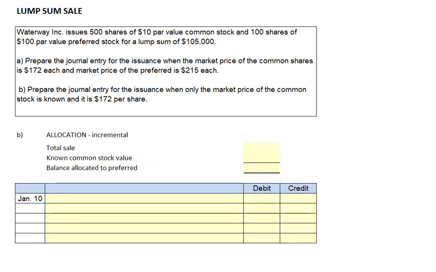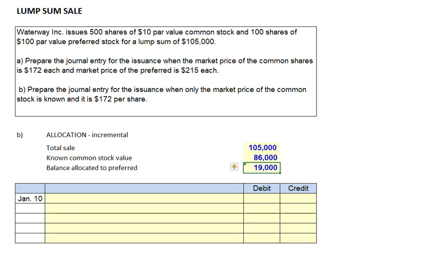In the incremental method, where we only know the value of our common stock, we'll take the total sales proceeds, which were $105,000, allocate first to common stock, and again, that's going to be our 172 fair value or market price times the 500 shares, and then the remaining $19,000 will be allocated to preferred stock.